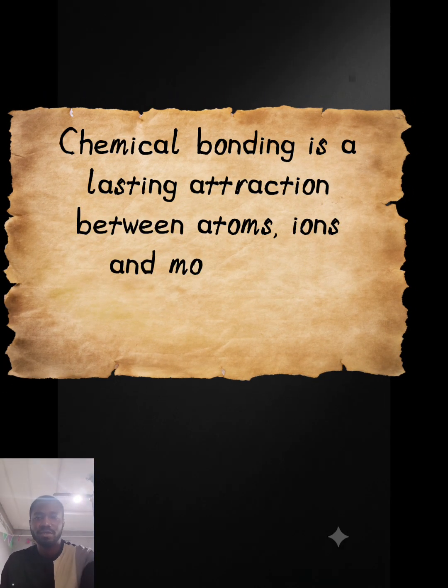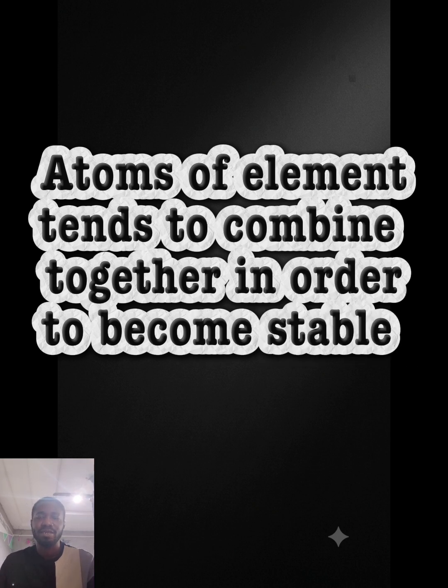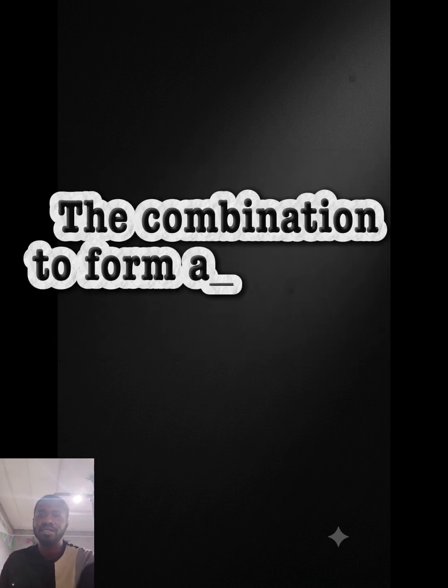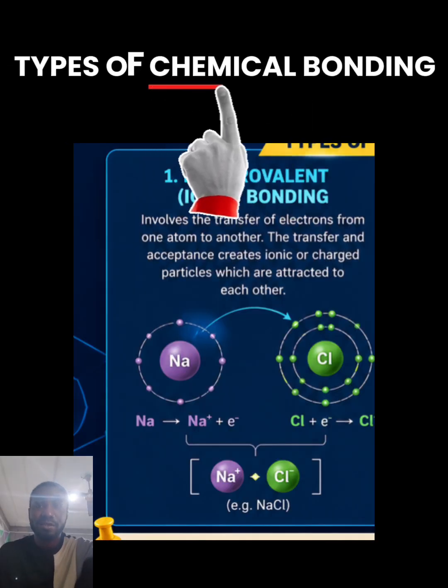Chemical bonding is a lasting attraction between atoms, ions, or molecules that enables the formation of chemical compounds. Atoms of elements tend to combine together in order to become stable. This combination to form a compound affects their individual electron configuration. There are types of chemical bonding.